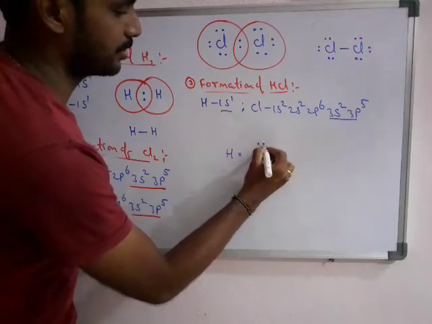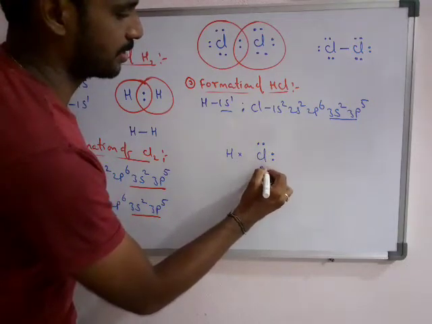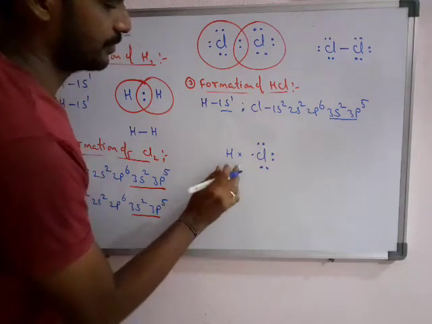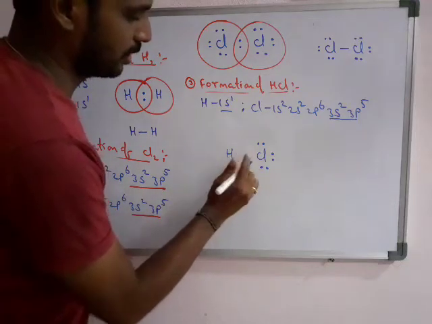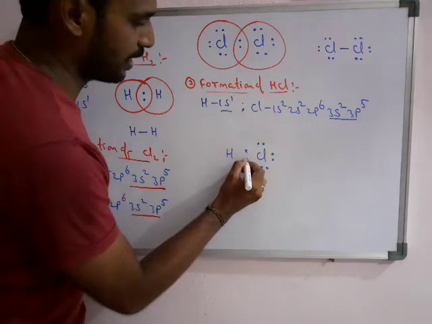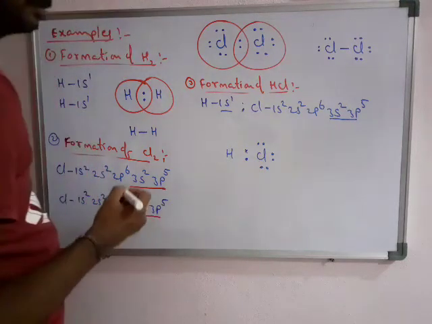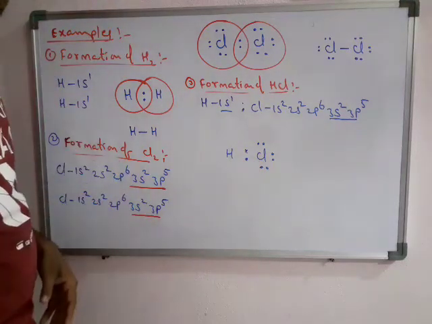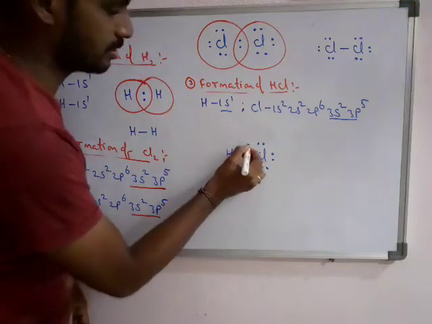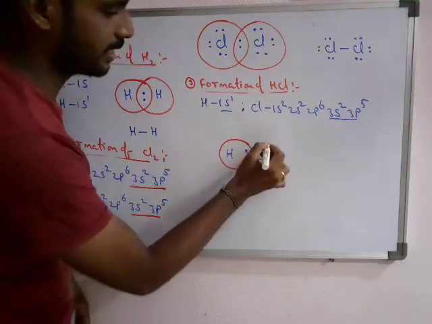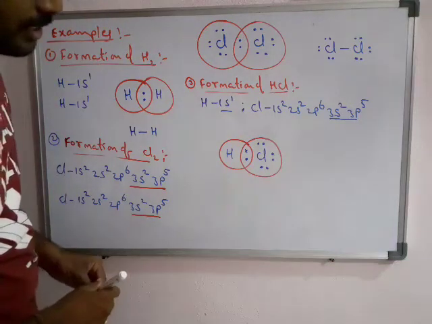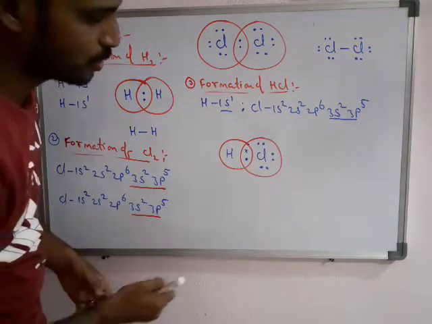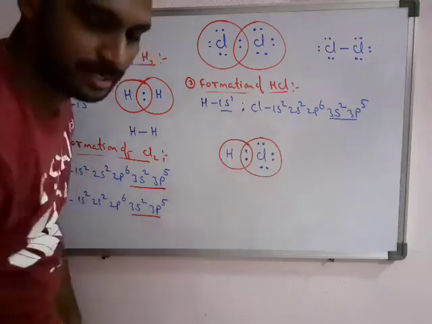Cl has 7 electrons: 1 2 3 4 5 6 7. It needs one electron, it needs one electron. So both donate their one electron and share those electrons. Hydrogen gets helium configuration, chlorine gets neon configuration. Okay, so try to write the same size.